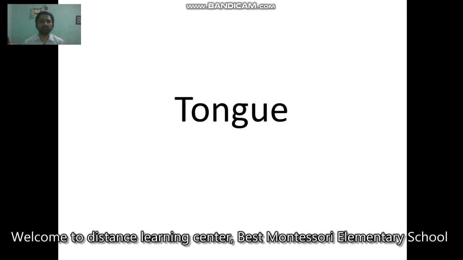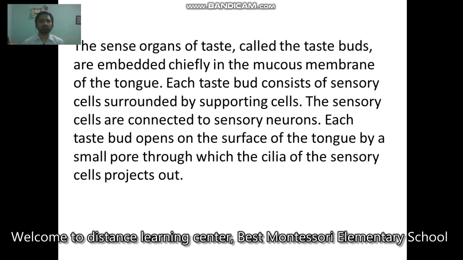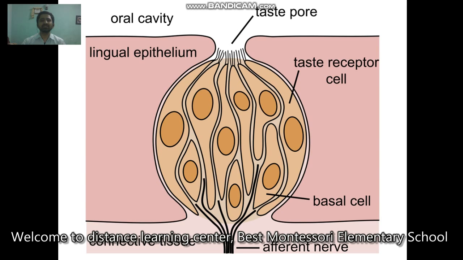Now moving on to the next sense organ, let's talk about the tongue. The tongue consists of taste buds, that's why it is the sense organ of taste. They are embedded in the mucous membrane of the tongue, and those taste buds consist of sensory cells. And these sensory cells consist of a sensory neuron.